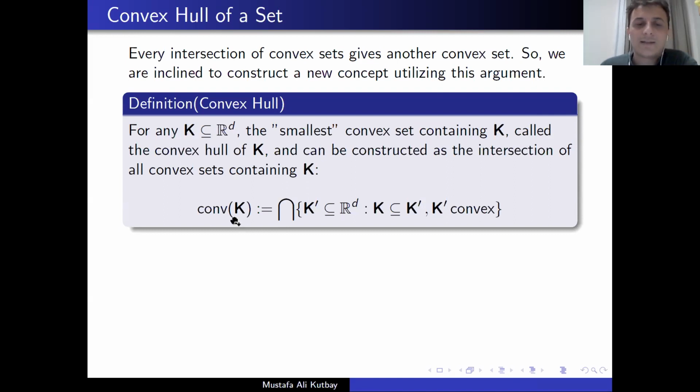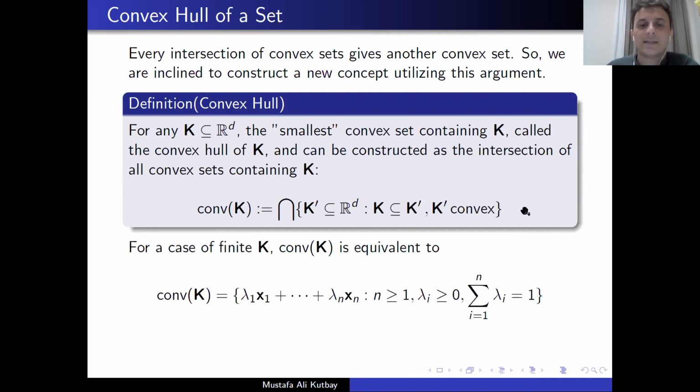So the convex hull is defined by the intersection of all the convex sets that contain K. But in this form, it is not so useful in the theory of polytopes. So we see that for the finite case of K, this convex hull of a set K turns out to be the set of points given by positive combinations with a small restriction that all the coefficients need to sum up to one.